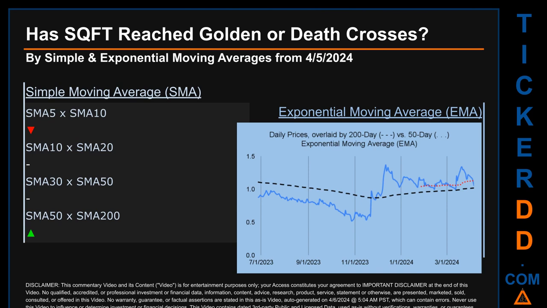Has SQFT price reached golden or death crosses? Golden cross and death cross are basic signals that compare average prices across two specified trade day ranges, a short-term versus a long-term range. For example, 5-day versus 10 trade days. Essentially, a golden cross is a bullish signal. It appears when a ticker's short-term moving average crosses above its long-term average. Vice versa, a death cross is a bearish signal when the short-term crosses below its long-term moving average.